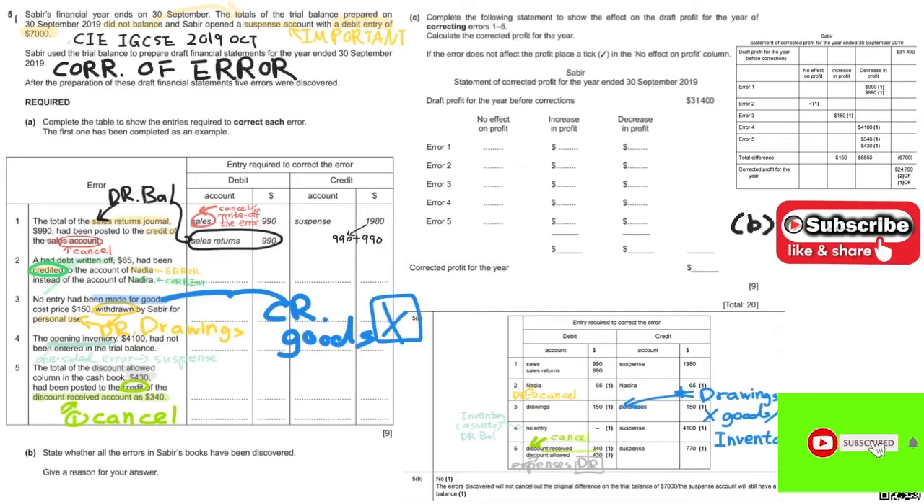So let's draw the T account. I would like to make use of the 2. So this is a T account. You draw it like this, and then you put it down. Of course the first one is the suspense account.